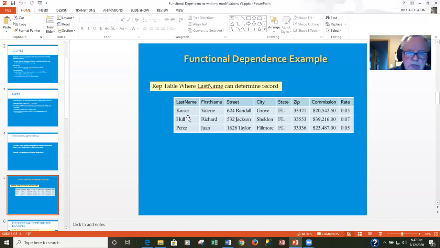In this case, let's say this is the only thing we have to look at. We have this table and we don't have anything else to refer to other than this table. We examine the first column and say that we have a Kaiser, Holland, and Perez, and those are all unique. They're all different.